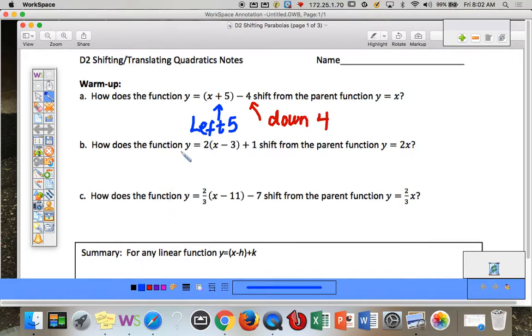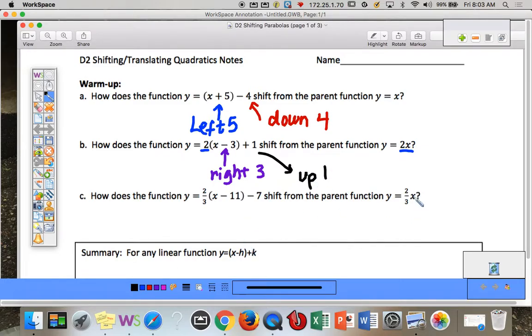Number 2, how does the function 2 times x minus 3 plus 1 shift from the parent function 2x? So again, the parent function is 2x, so you'll see the 2 there. But when we look at shifting, it doesn't affect what's in the parentheses or what's outside. So this one still is left or right. So minus 3 would be right 3. And the plus 1 would be up 1.